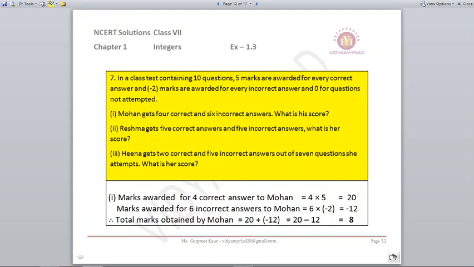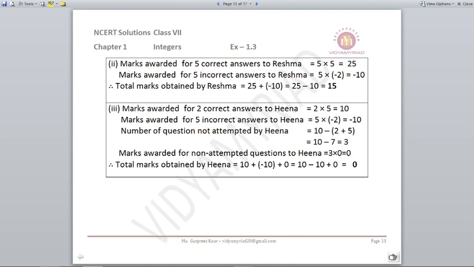So let us see how we are going to do this. Now there are only 2 correct answers for Hina. So 2 multiplied by 5 is 10, and 5 incorrect answers, 5 multiplied by minus 2, which is minus 10, and 3 questions she has not done. So 3 multiplied by 0 will be 0. So what are the marks awarded for her? 10 minus 10 plus 0, which is 0. So Hina got 0 marks at the end.